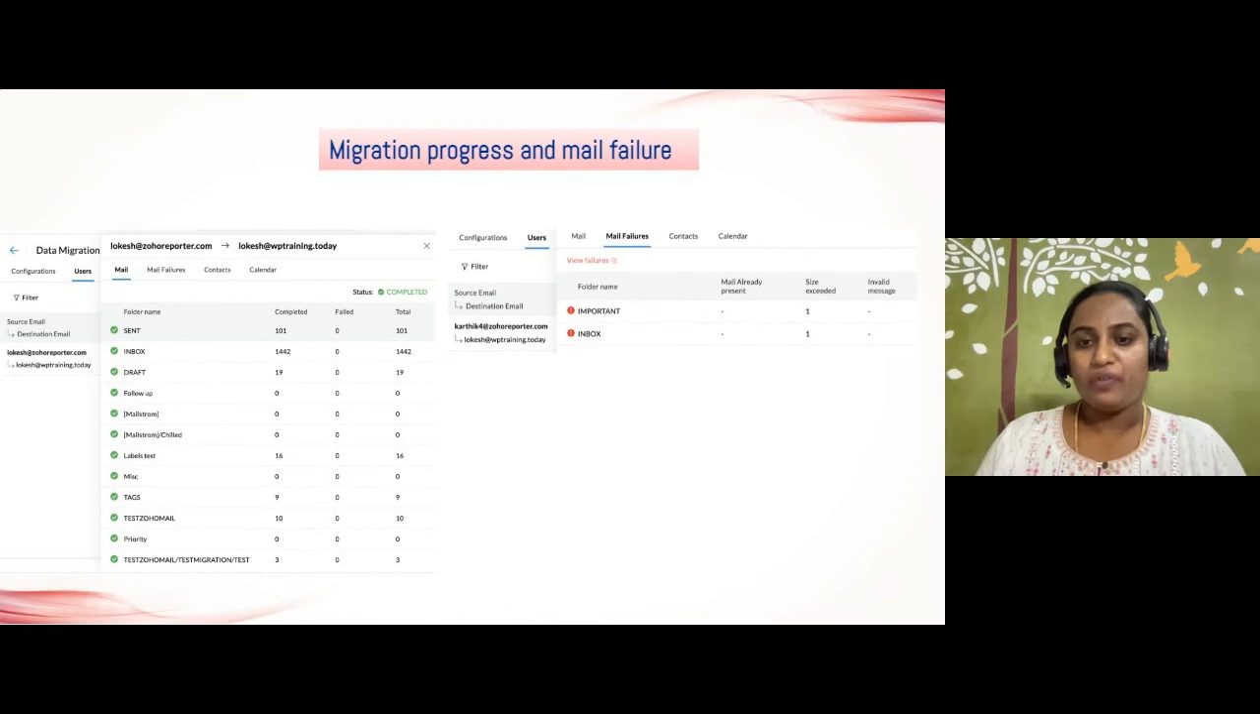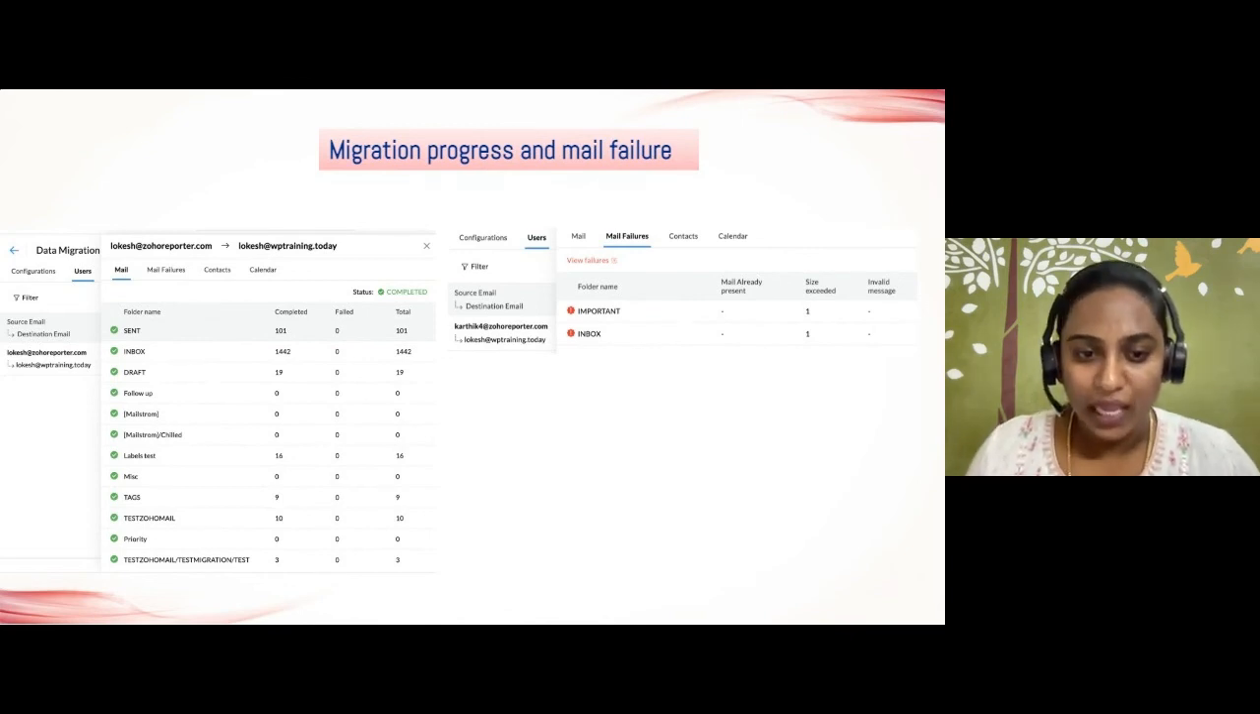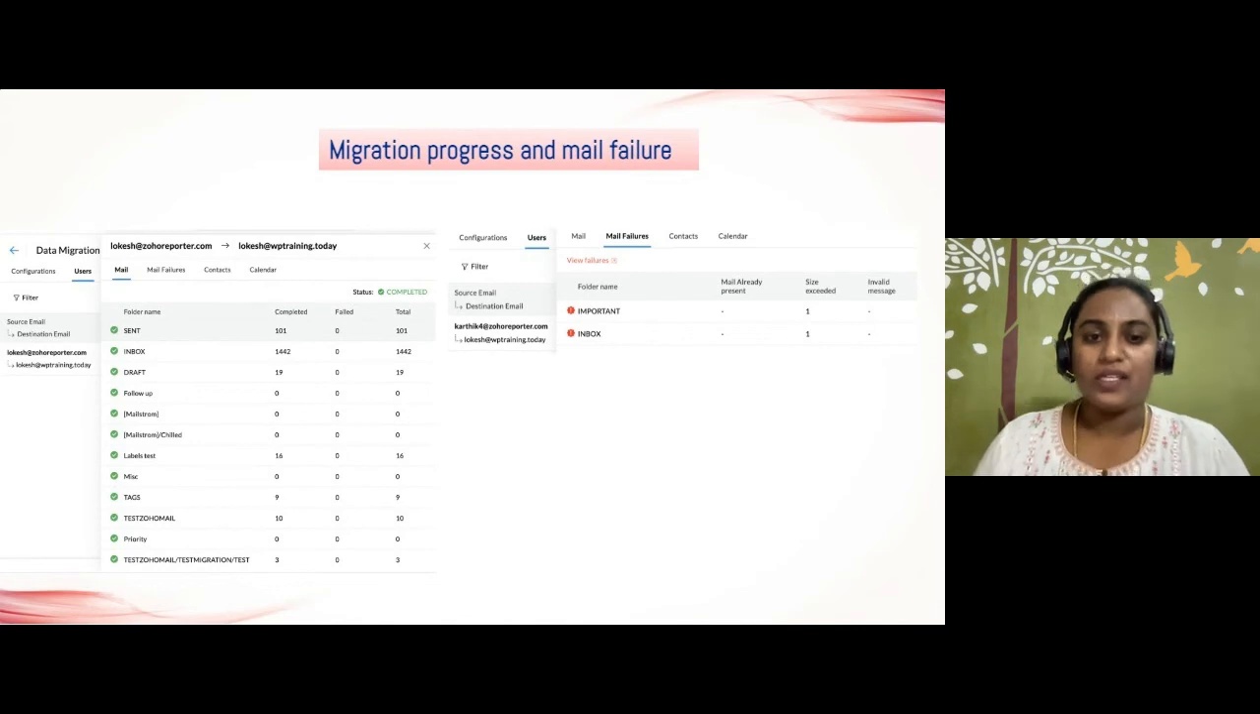So let me share a few of the mail failure reasons. In the second screenshot, if you see, I have highlighted an email that has failed in the folder important in inbox for the reason size exceeded. If the size of the email exceeds the policy limit, then you will get this error and the email will be put under the mail failure section.